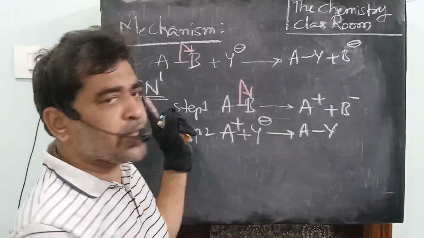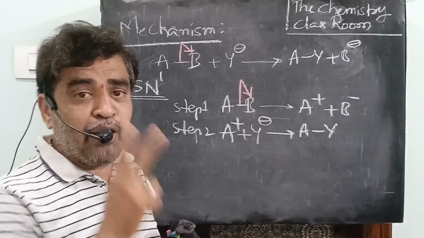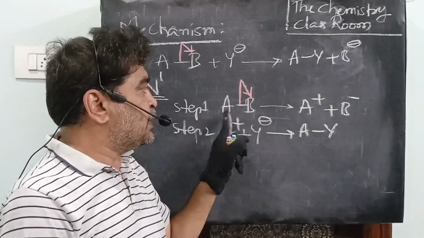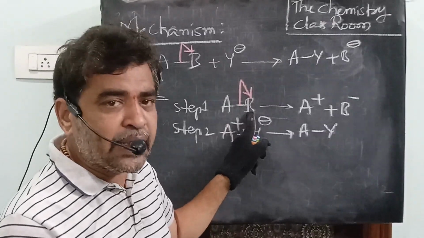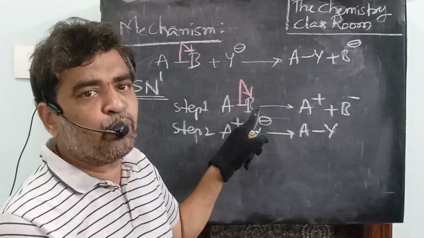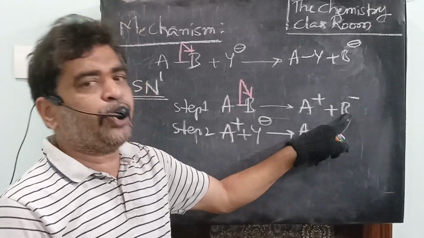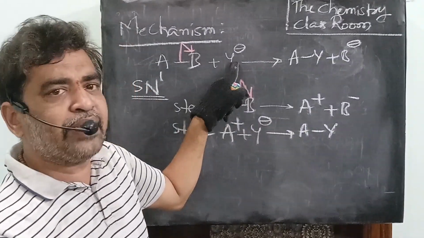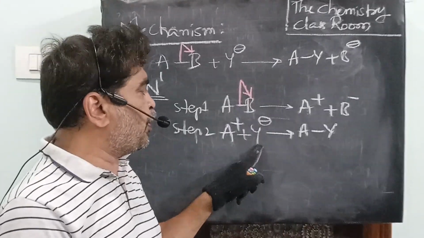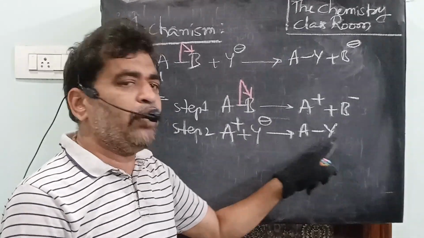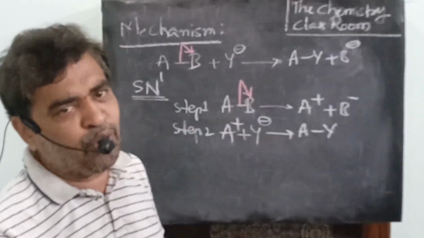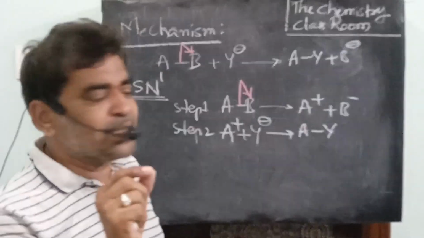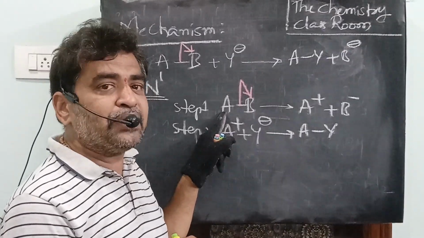So in this SN1 mechanism, we have two steps. Step 1: the first compound is involved in heterolytic cleavage. The electrons move towards B, so B is getting negative and A is getting positive. This positive ion is reacted with the nucleophile. Now the nucleophile has reacted, so automatically AY is formed. In these two steps, what does the rate of reaction depend on? You see.